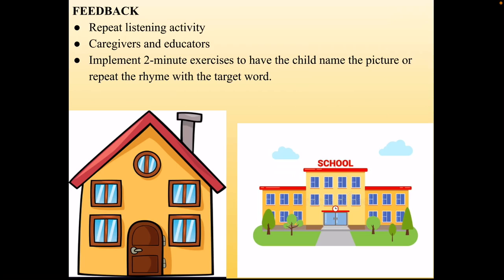Feedback could include repeating that listening activity or any listening activity that might be similar that you're implementing. Also, caregivers and educators can get involved outside of these sessions. For instance, at the suggestion of the SLP, they can implement 2-minute exercises to have the child name the picture or repeat the rhyme with the targeted word.